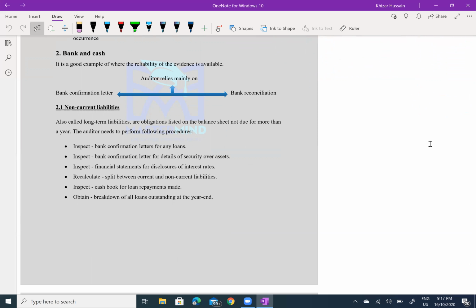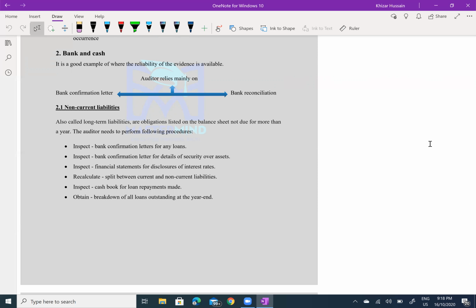And there are cases where the bank confirmation tells us more than what the company is willing to tell us. And there are cases where the client doesn't want us to send a bank confirmation, because they're trying to hide stuff. All right. So the bank confirmation letter is a very important document.